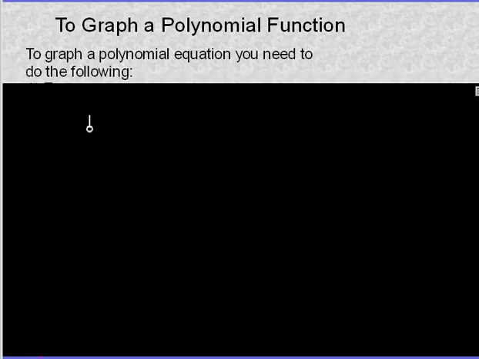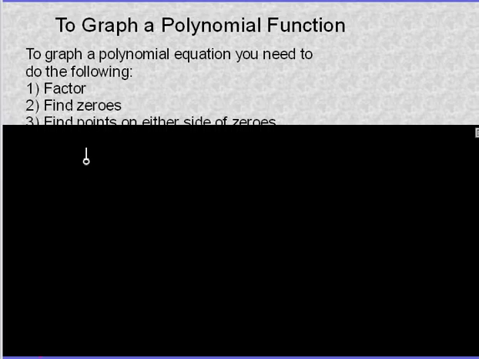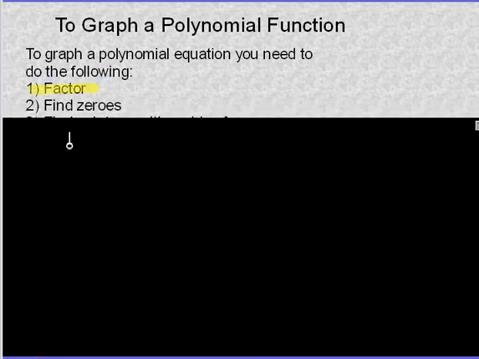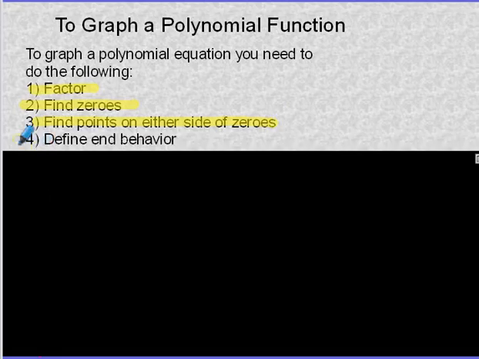You want to factor the polynomial. Then you're going to find the zeros by setting all those factors to 0 and solving for x. You want to find a few extra points in between the zeros to figure out what's going on in between them, and determine the end behavior so that you know you're going in the right directions on the ends, and then graph. So I'm going to go through one example.